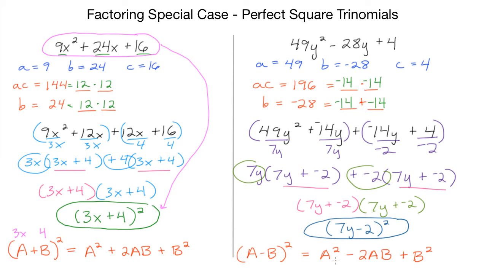But there you go. There are two examples of special cases where we're factoring a trinomial, but we see it's really the same binomial squared.